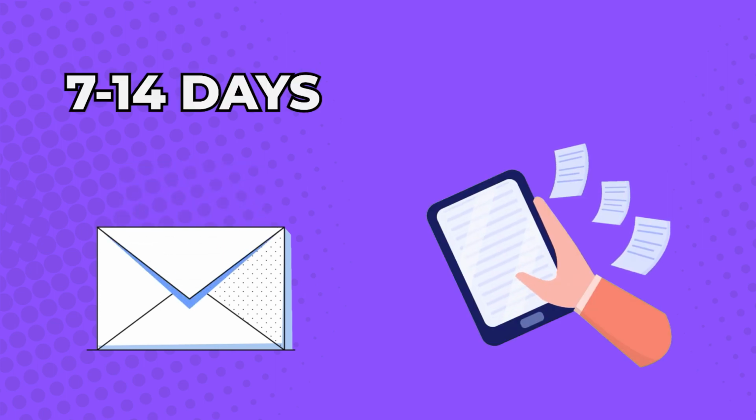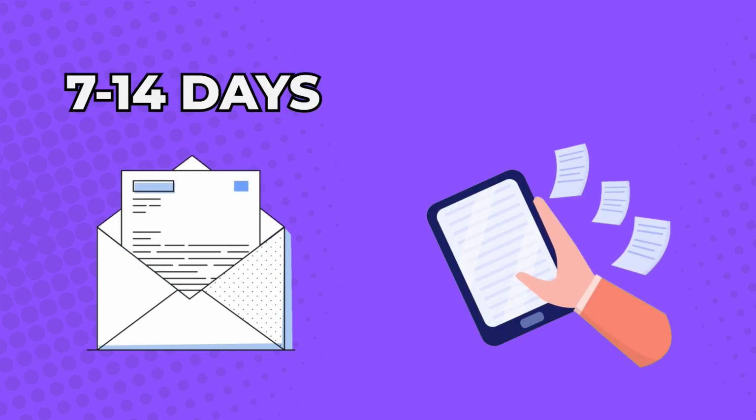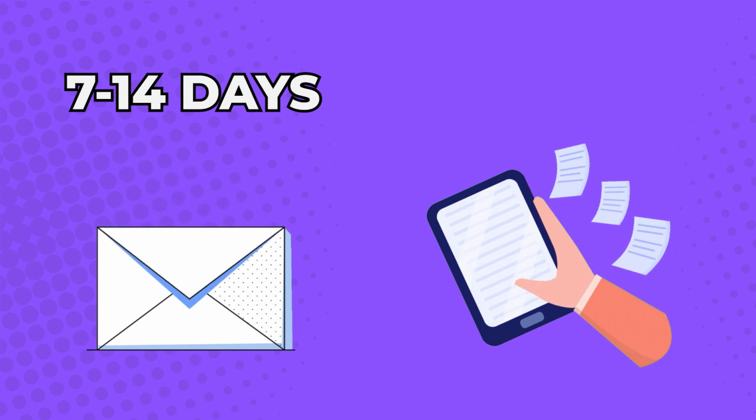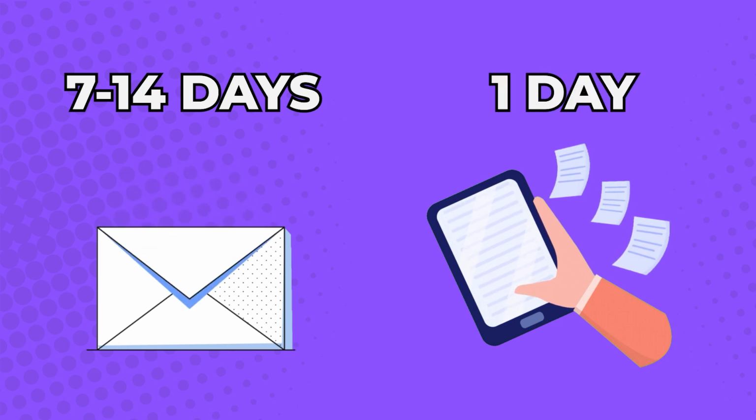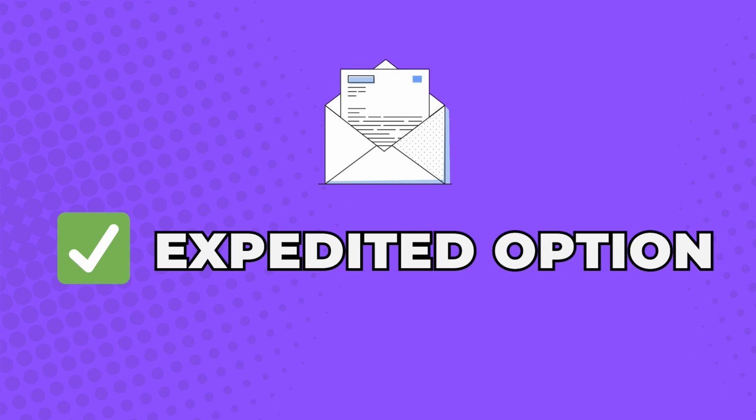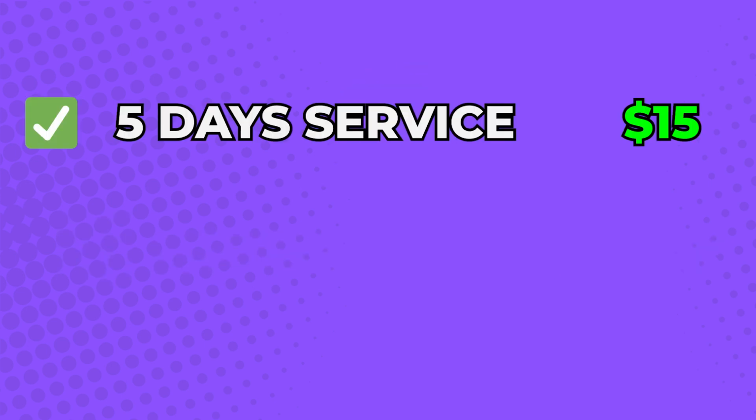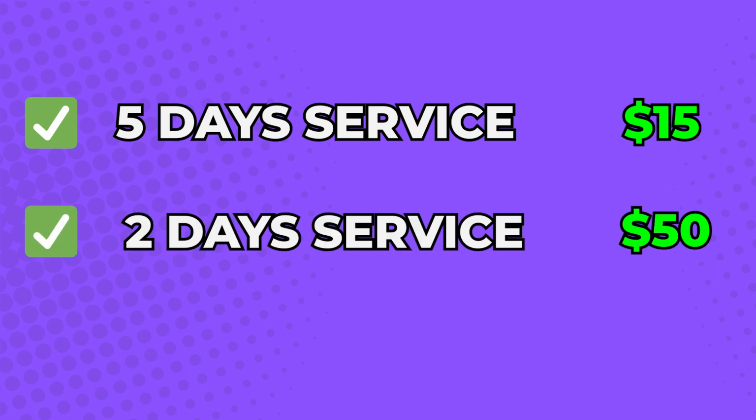This part of the process can take 7 to 14 business days after the application is received if you file by mail, and 1 business day if you file online. For mail filings, you can pay for expedited service to shorten the processing time. It only costs an extra $15 for a 5-day service and $50 for a 2-day service.